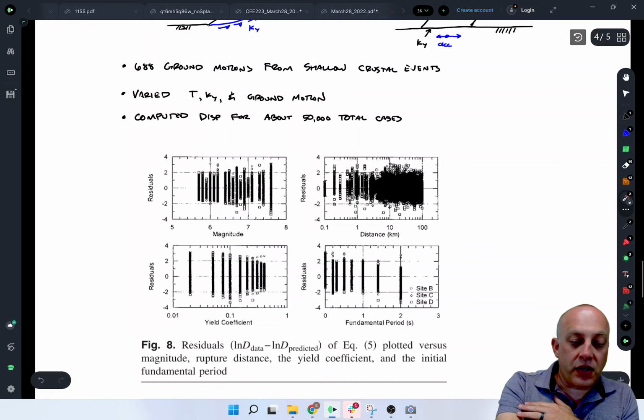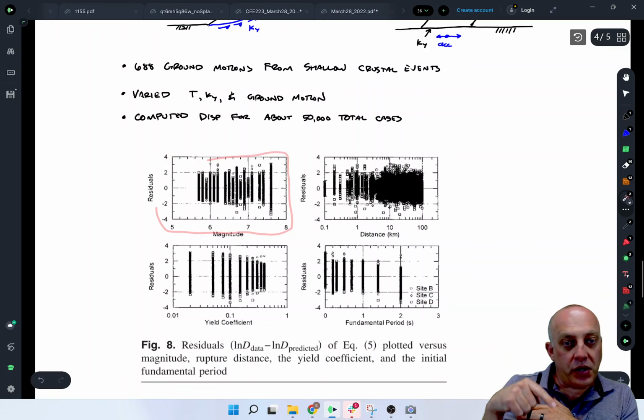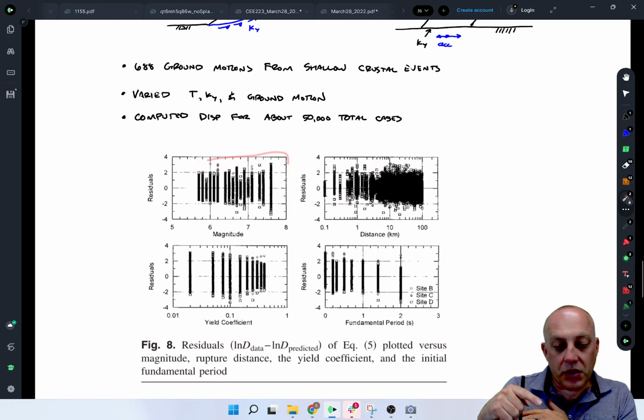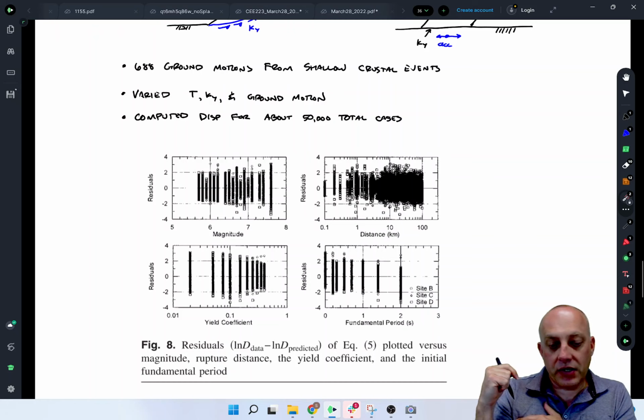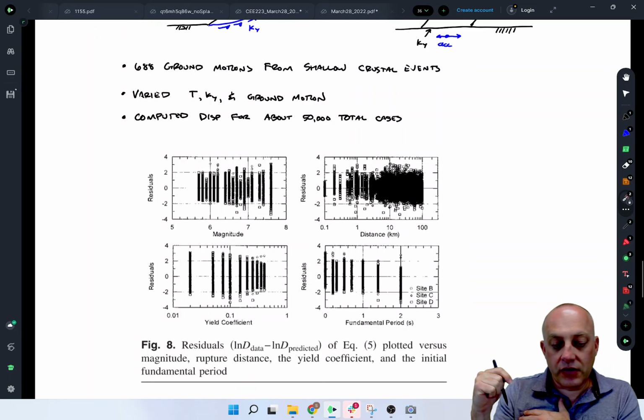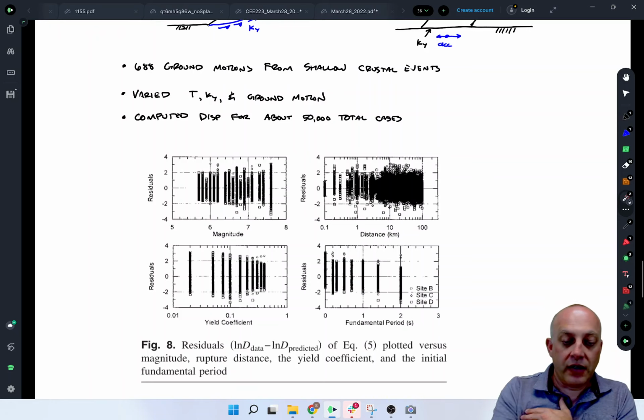So these residuals are the difference between the displacement that was computed from the nonlinear stick-slip model minus the displacement that was predicted by their equation, and then in natural log space. It's the natural logs of the difference, the difference of the natural logs.